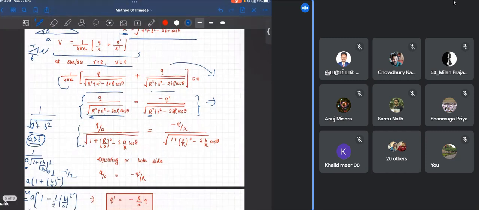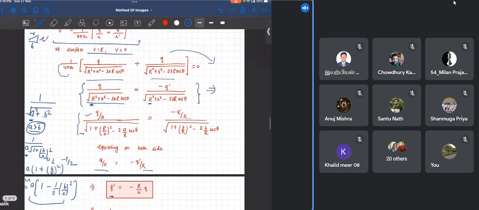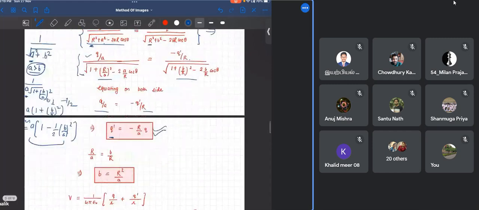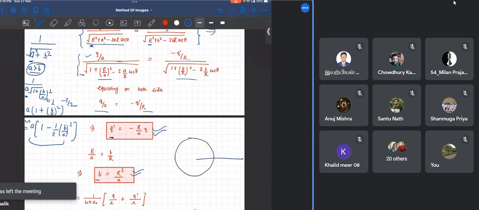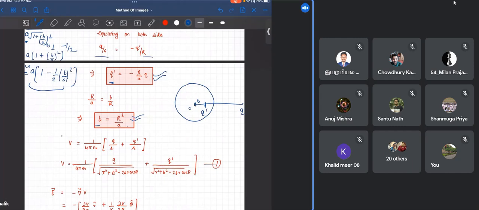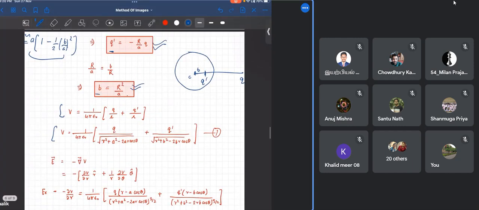When we try to equate on both sides, we equate this charge system. From that, we find that the charge q dash is given by minus R by a times q. And when we equate these terms, we find that the distance b is given by R square by a. So you have a sphere and there is a charge q. The charge q dash is induced at a distance b, given by this expression, and the charge q dash is given by this expression. From these two terms we can calculate our potential. We just put in this value of b and q dash.